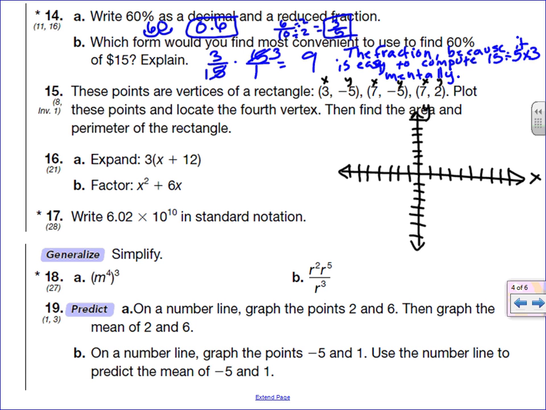Okay, so 3, -5 means go to the right 3 and then down 5. 1, 2, 3, 4, 5. Right about there. 7, -5 means go to the right 7 and down 5. 7, 2 means to the right 7 and up 2. So if I was to draw out where this corner should be, it should be right here at the point 3, 2.